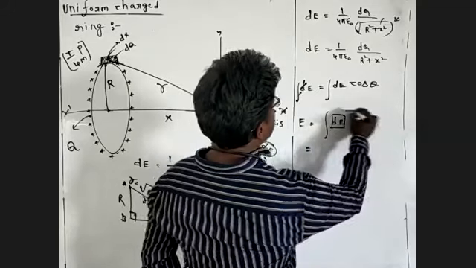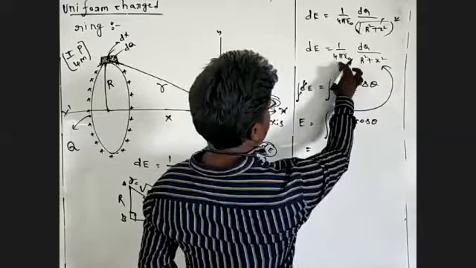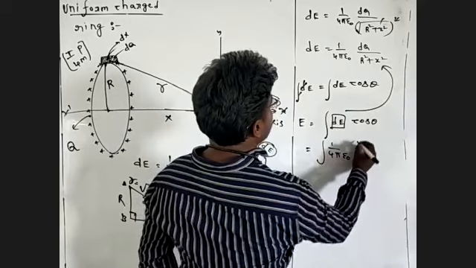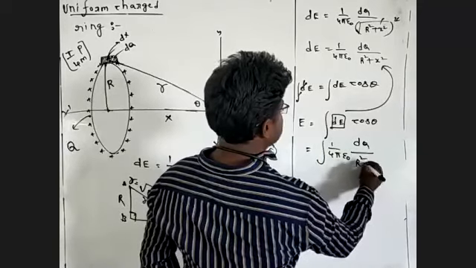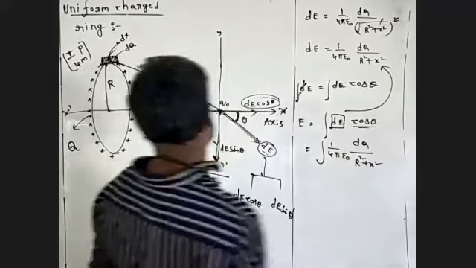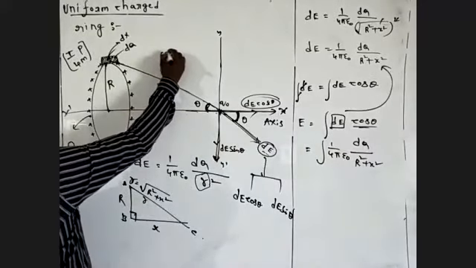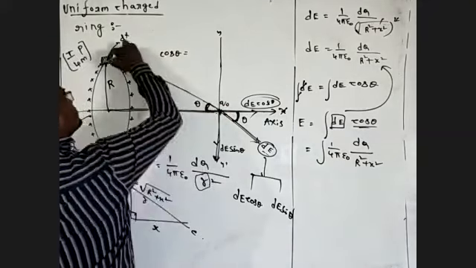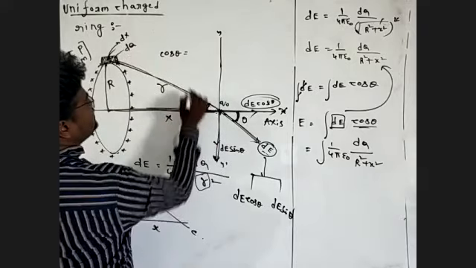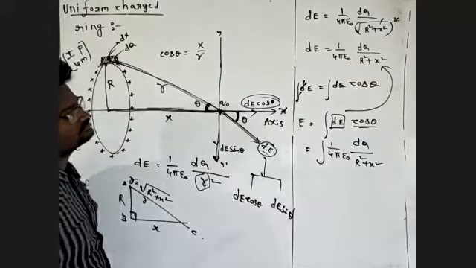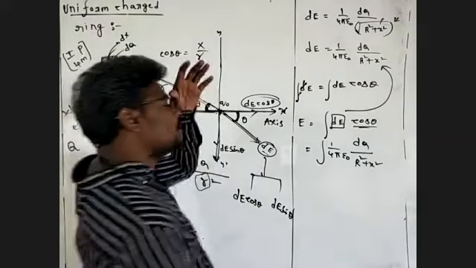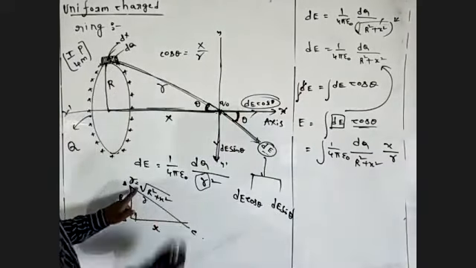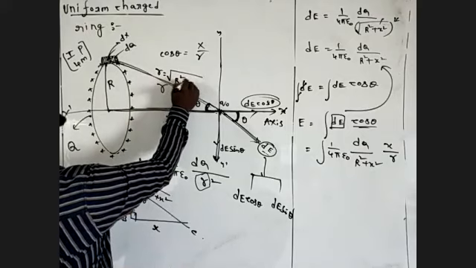Now dE means what? dE is equal to 1 by 4 pi epsilon naught, dq by r square plus x square. Now I'm going to write 1 by 4 pi epsilon naught, dq by r square plus x square. Now cos theta means apply the cos theta. Cos theta is equal to adjacent side by hypotenuse. Adjacent side means x, hypotenuse means small r. Now this is x by small r. Small r is equal to root of r square plus x square.